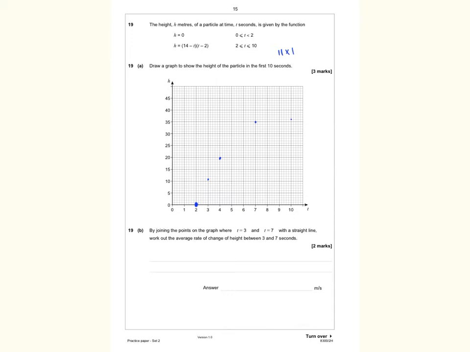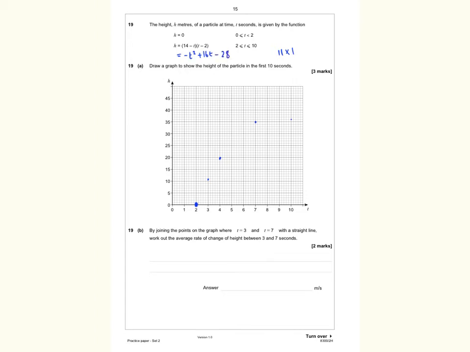All right. And I can see that if I was to multiply this out, I would get a negative t squared. Actually, let me just multiply it out. What I would get is negative t squared plus 16t, and then take away 28. Okay, that's what I would get.